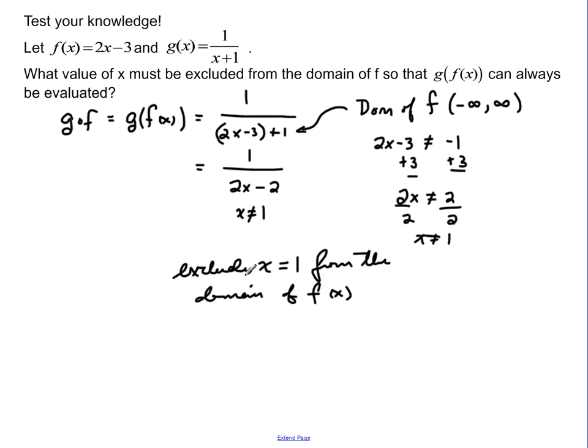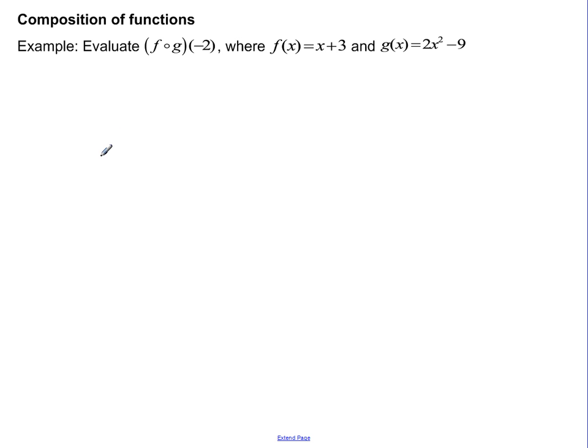Because what that will do is give us 1 in the denominator, negative 1 in the denominator for the quantity x plus 1, giving us a 0 down there. In other words, when we take the composition of the two functions, the denominator will be 0. Okay, so far so good. Let's go through one more example right here.